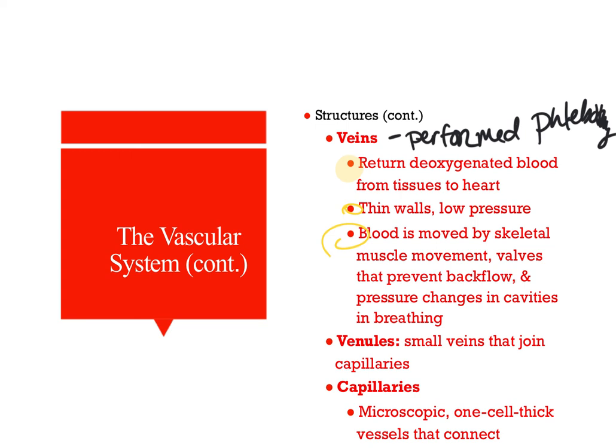The other difference between veins and arteries is that veins have valves that prevent backflow. Because there's not that driving force and pressure pushing the blood through the veins, like it does the arteries, you need that valve so that the blood does not flow backwards, okay? And then we have venules. They are the smallest veins that join to the capillaries, okay?